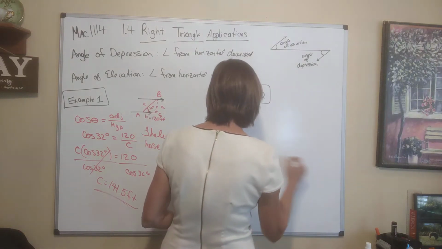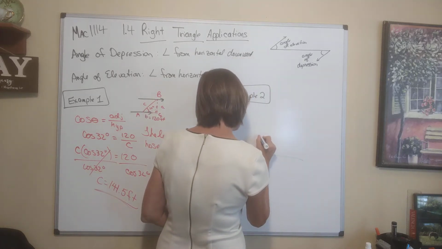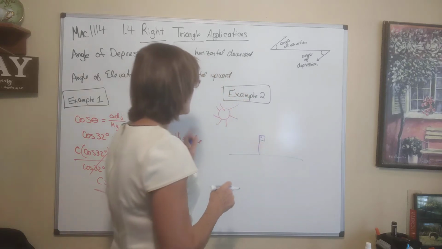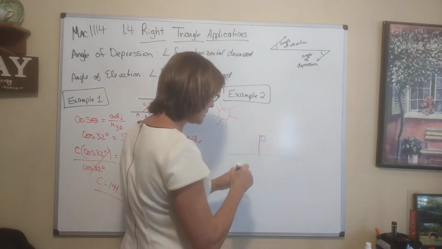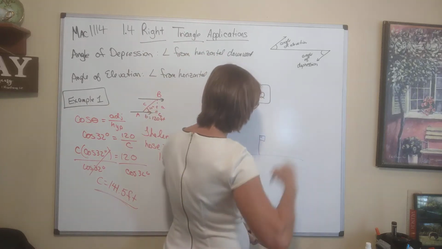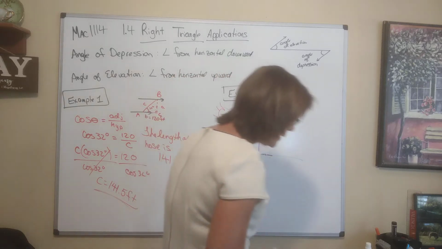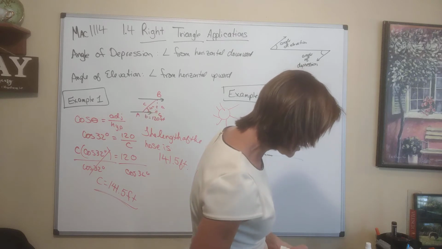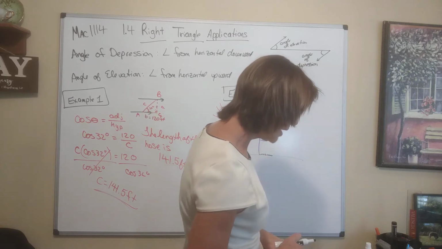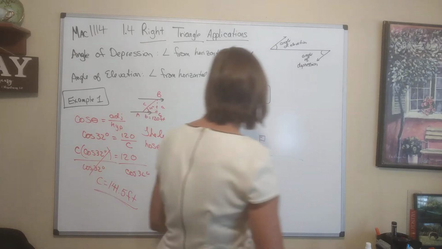Here's the ground. Here's a flagpole. Here's my flagpole. Here's my flag. So, it says the sun is hitting this and it's casting a shadow. So on the ground, it's casting this little shadow right here. Okay, now, what it says is, find the angle of elevation of the sun at the moment when the 21-meter flagpole casts a 14-meter shadow.